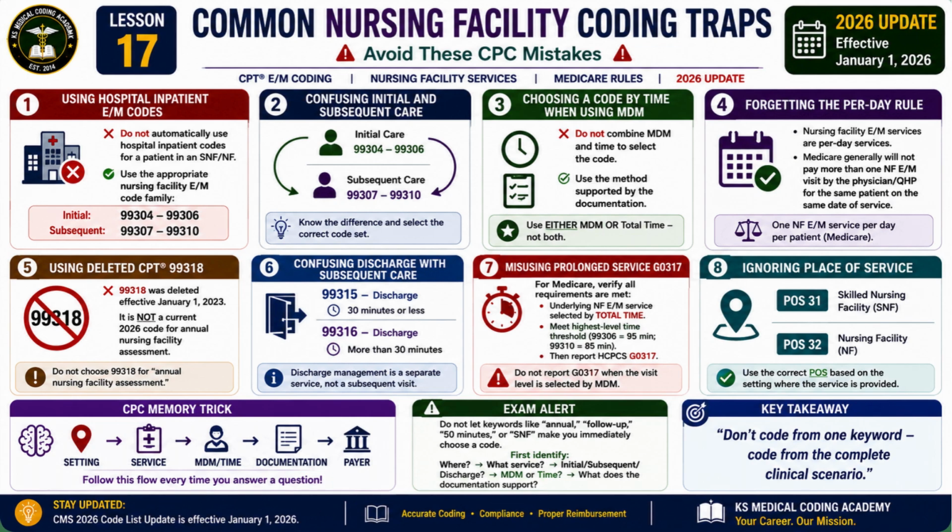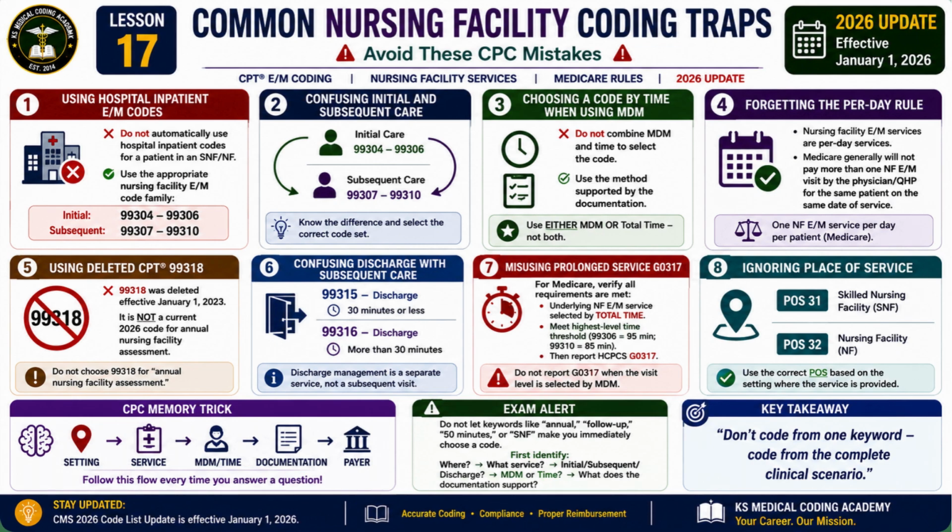Now let's review some of the most common nursing facility coding traps that can appear on the CPC exam. First, don't automatically use hospital inpatient EM codes just because the patient is medically complex. In the nursing facility setting, use the appropriate nursing facility EM code family. Second, carefully distinguish initial care from subsequent care. 99304 through 99306 are initial; 99307 through 99310 are subsequent.